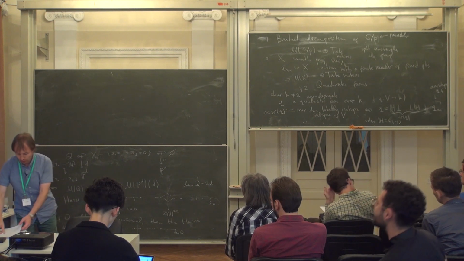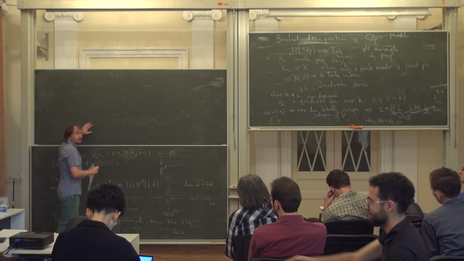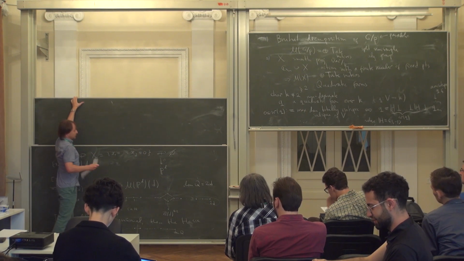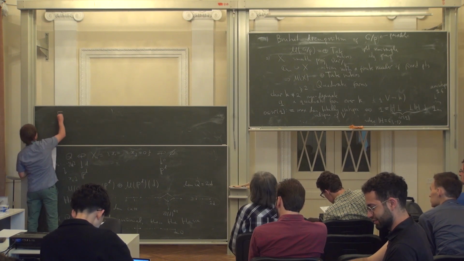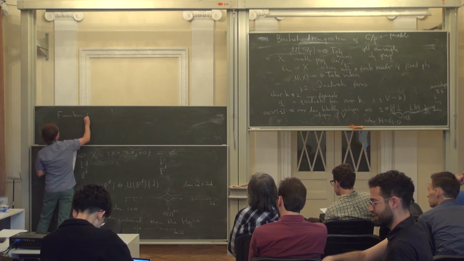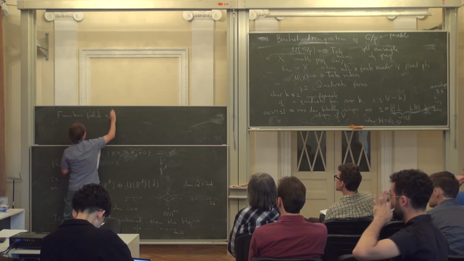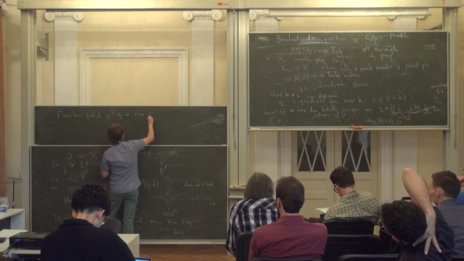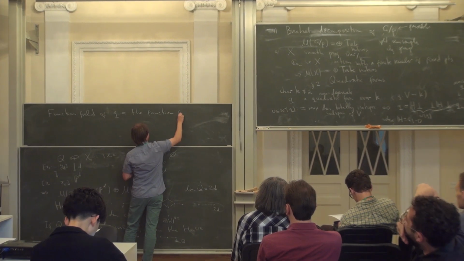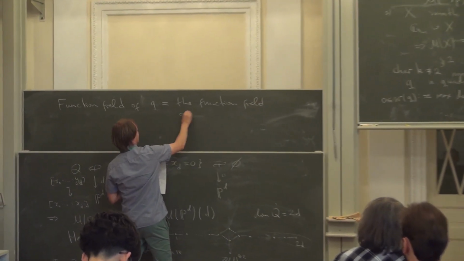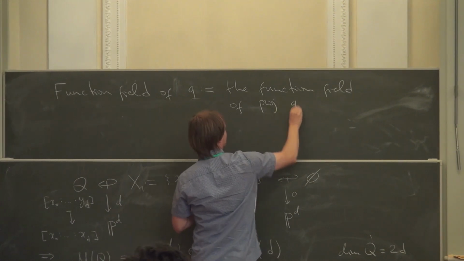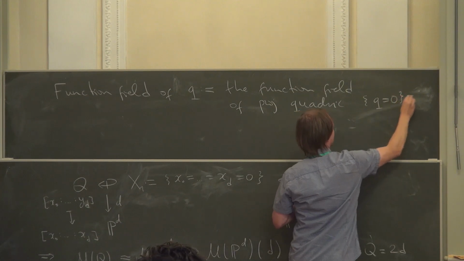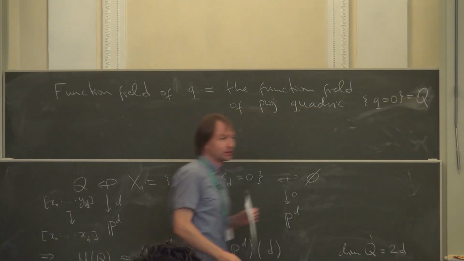For this, we need first of all the function fields of quadratic forms. So the function field of Q. Well, this is the same as the function field of the respective projective quadric, Q equals 0. So let's denote it by capital Q.